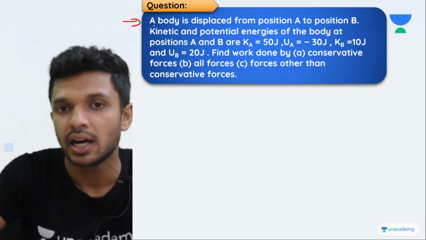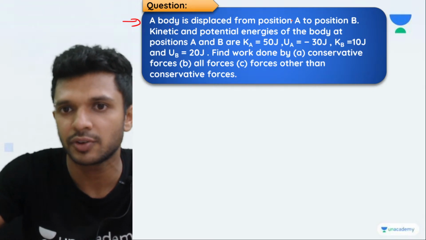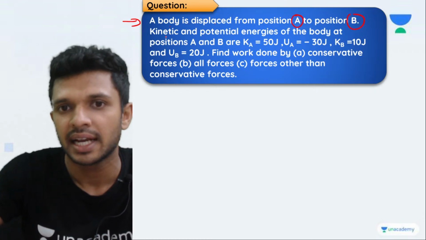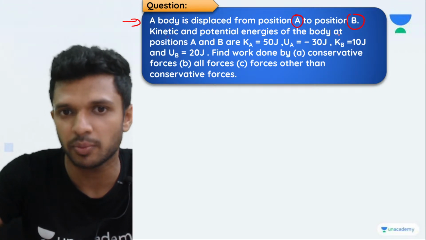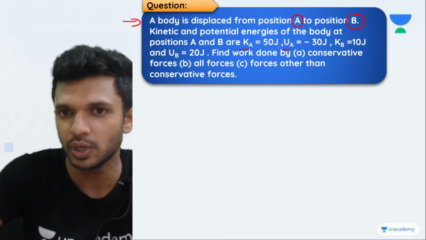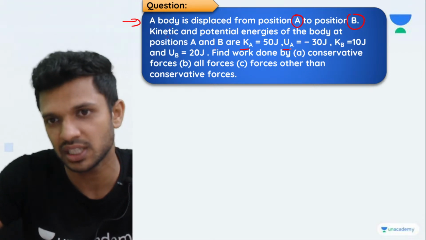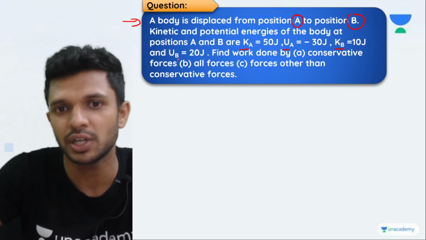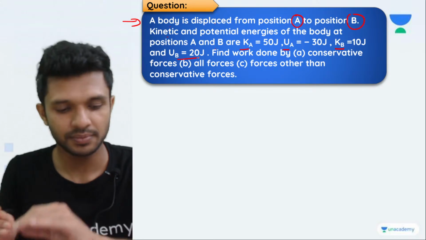Now, here we have the next question. So, let's read. A body is displaced from position A to position B. Kinetic and potential energies of the body at positions A and B are Ka, Ua: kinetic energy at A and potential energy at A, Kb, kinetic energy at B, and potential energy at B is given.